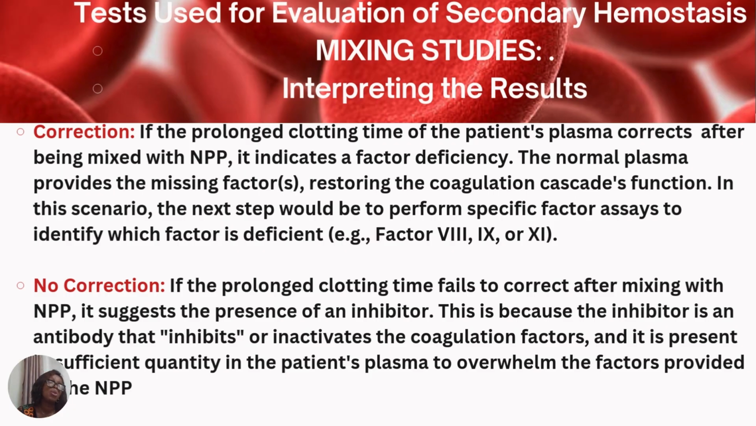So when there is no correction after the repeat, then you suspect inhibitor. Because these inhibitors are antibodies and they are present in the patient plasma, even if you mix with the normal pool plasma, this inhibitor will still act on the normal pool plasma to inhibit those factors, even though they are present in normal pool plasma. They will inhibit them from working. So when you repeat the test again, this test will still be prolonged.